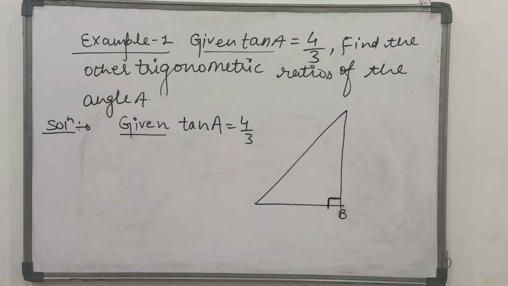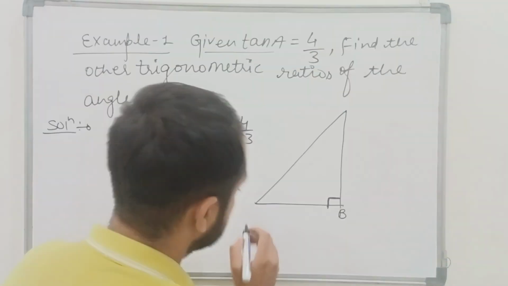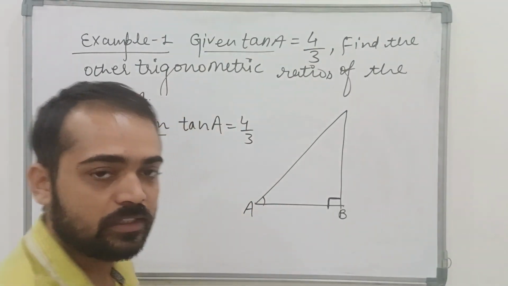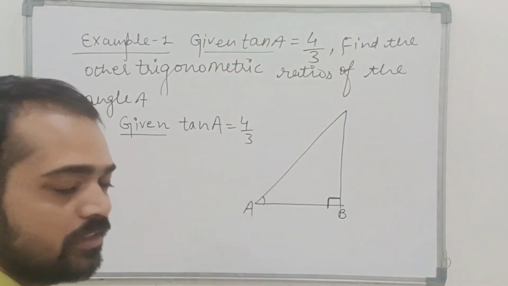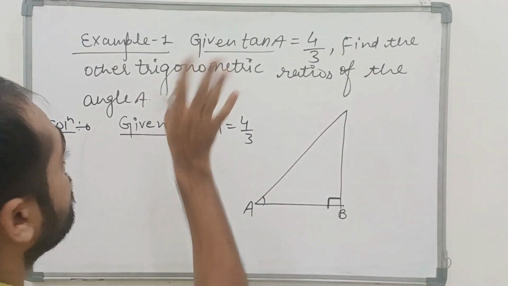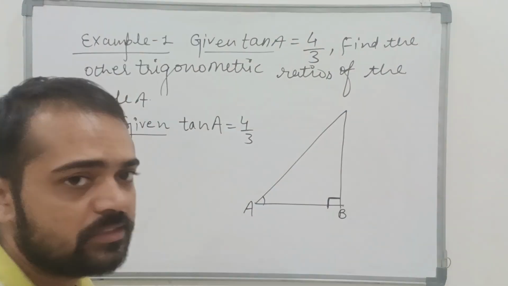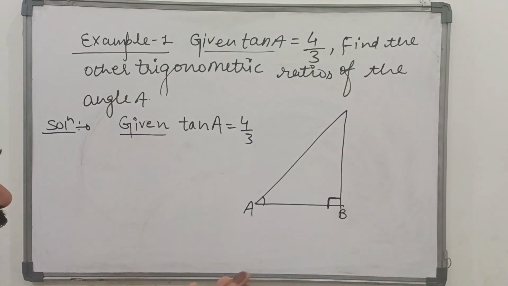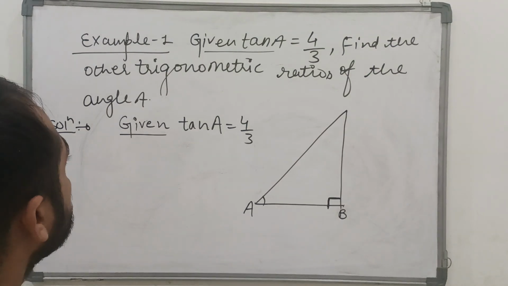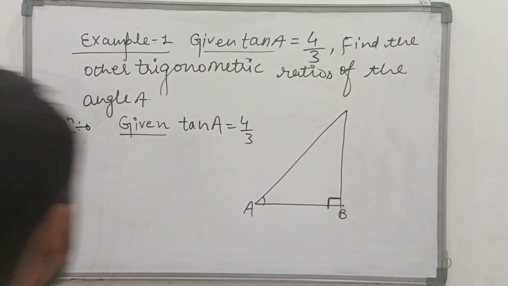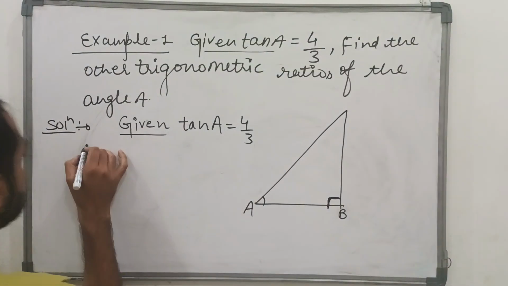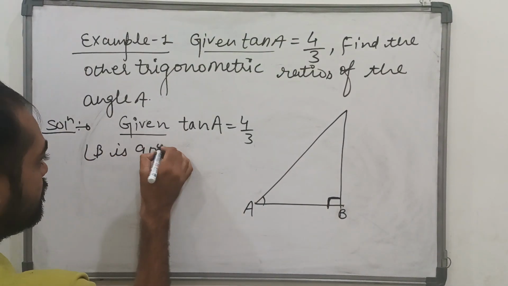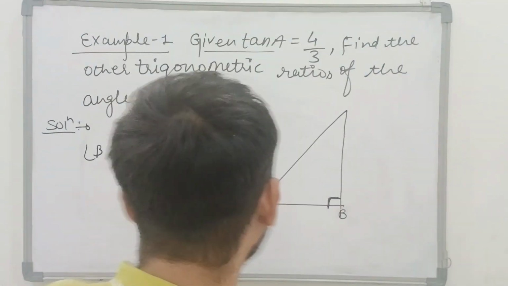So we need the other trigonometry ratios of the angle A. We want to find the sides or angles with the help of trigonometry ratios. What are the trigonometry ratios? Sine, cos, tan, cot, sec, cosec. These are the types of trigonometry ratios. So first of all, this is the 90 degree angle, so angle B is 90 degrees. Then angle A we can find out.